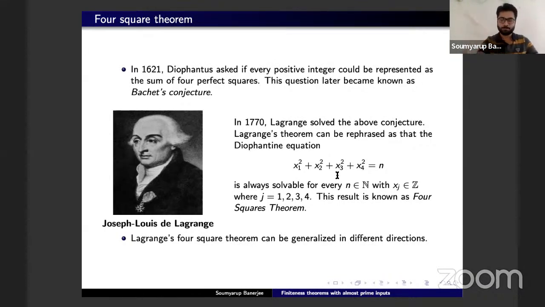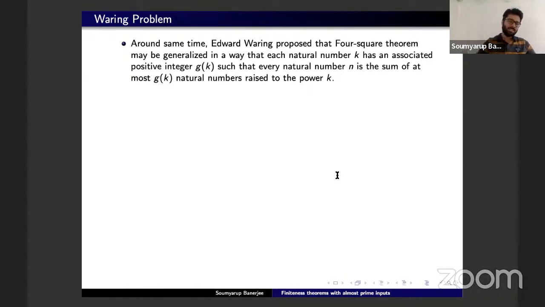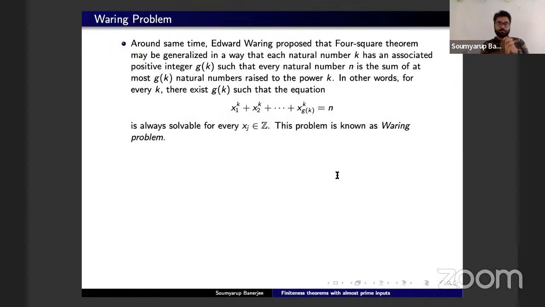So let me go over this one by one. At around a similar time to Lagrange, Edward Waring proposed that the four squares theorem might be generalized in a way such that for every natural number k, there exists an associated natural number gk, such that every number can be written as a sum of kth powers of gk number of variables. In other words, for every number n, is it possible to write n as a sum of kth powers of gk variables? So is this equation always solvable for every xj in Z? And this problem is known as Waring's problem.